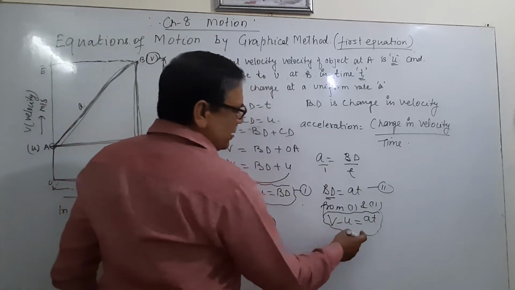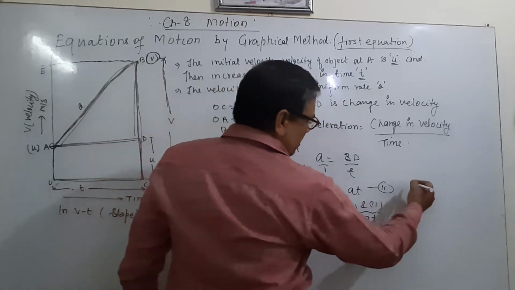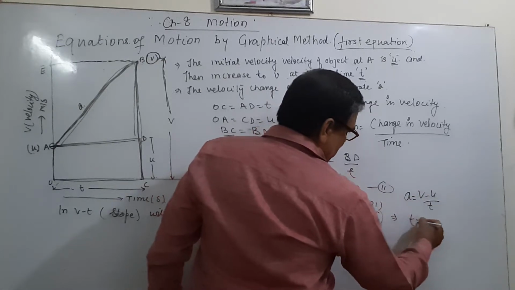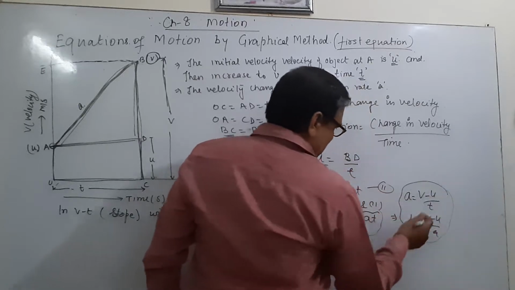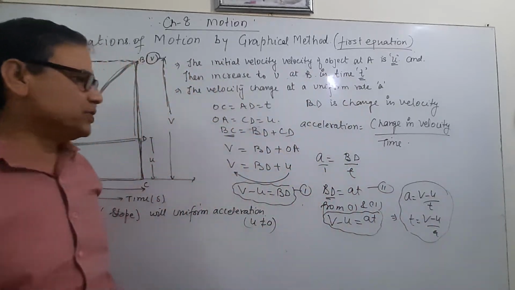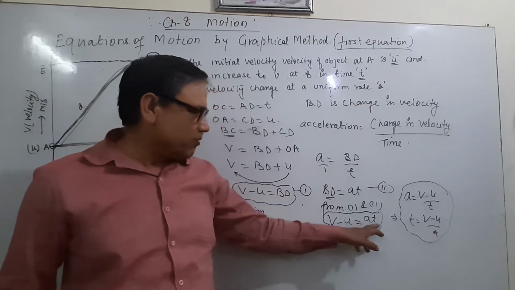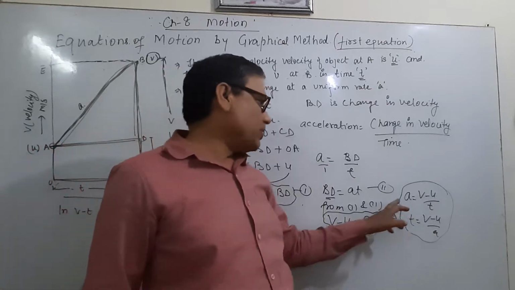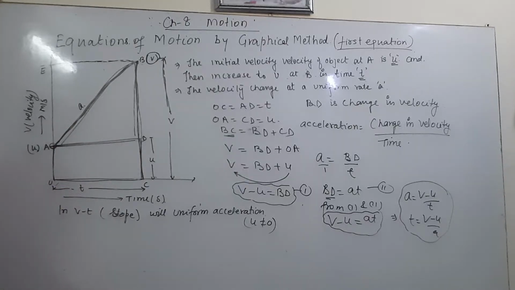From here we can find out A. A is equal to V minus U upon T, or T is equal to V minus U upon A. These are the formulas which are drawn from the first equation. V minus U is equal to AT. If we divide by A, then we will get the value of T. If we divide by T, then we will get the value of A. This is the first equation of motion. Is it clear?